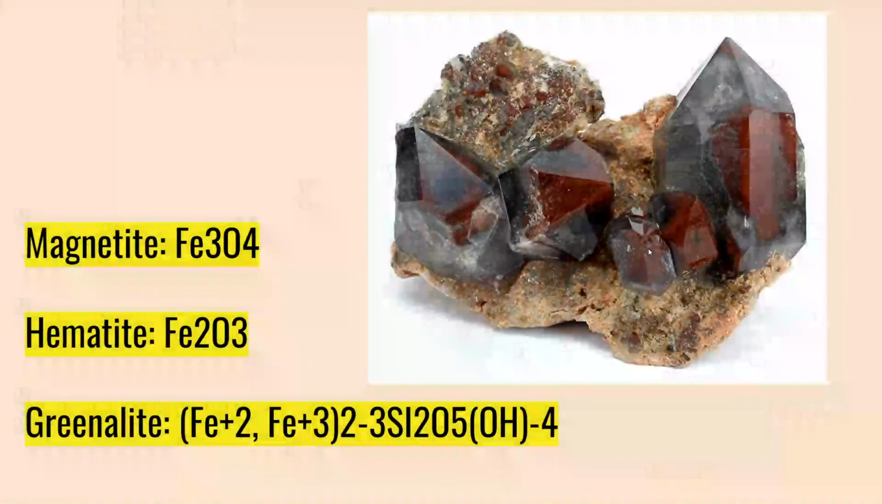And according to study.com, the most common earth rocks to contain iron ore are these three rocks: magnetite, hematite, and greenolite. And those are the chemical equations up there for them. I won't go over those as they're already up on the presentation.